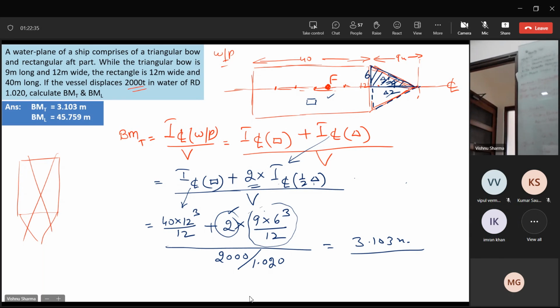For the triangle, you have done two formulae. One is about the axis passing through the geometric center and parallel to the base. And the other is about the axis coinciding with the base. Correct? b h cube by 12 is about an axis passing through the centroid parallel to the base, and b h cube by 36 is about an axis coinciding with the base. So in this case, the center line is coinciding with which side? 9 meters. So I'll take 9 as the base. Yes or no? And if I take 9 as the base, then 6 becomes the height. Is that answered or still have a doubt?